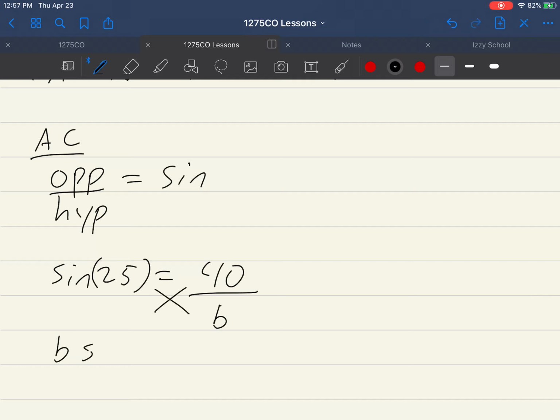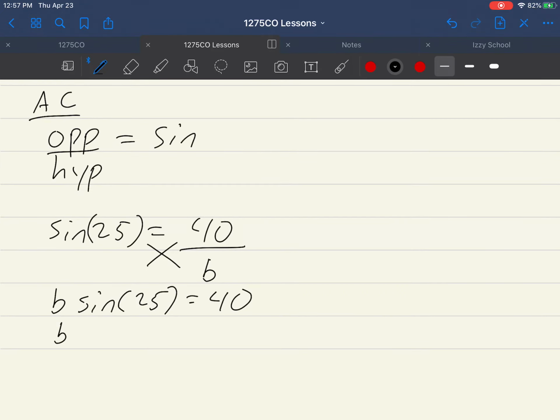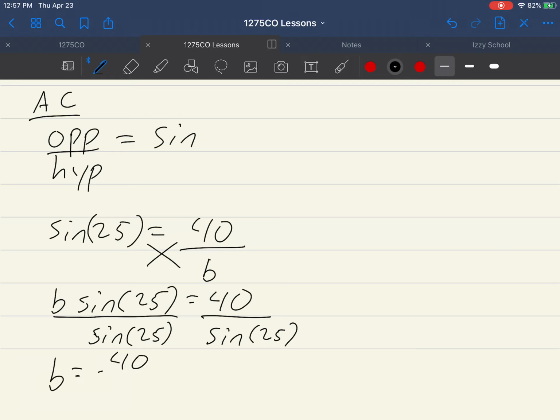B times the sine of 25 is going to equal 40, which means that B, after we divide by the sine of 25, remember, these represent numbers. They represent decimal numbers, so they can be operated on and divided the same way. So B is equal to 40 divided by the sine of 25, and the sine of 25 approximates to 0.42262 after we round to 5 decimal places.